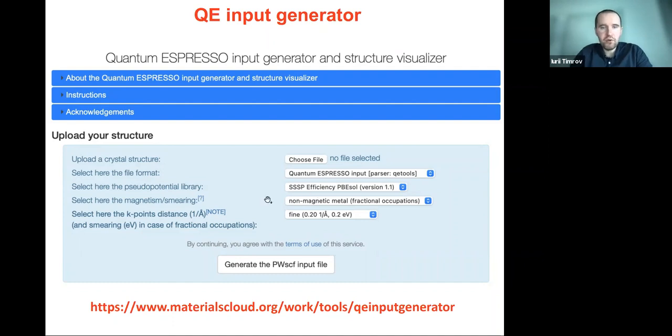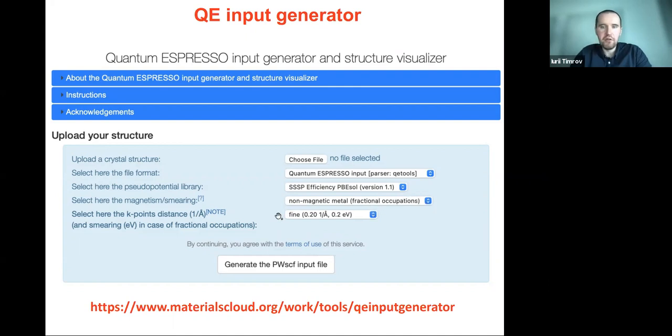Next, you need to know preferably the type of your system. Is it metallic or insulating? Is it magnetic, non-magnetic? So of course, it's not easy to tell, but maybe you know it from the literature or some other source. But you need to provide this information as an initial guess.